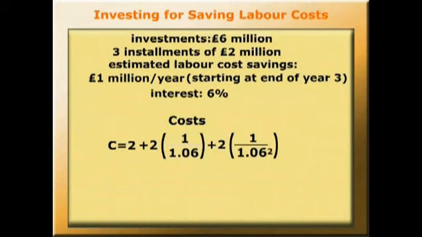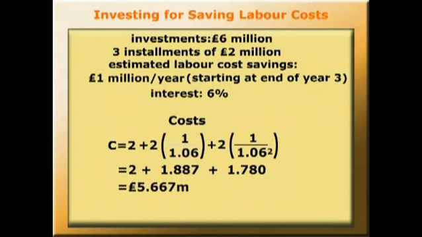the amount of money that they'll spend in future years is in current terms somewhat less than 2 million because they don't have to find the money now. This is 2 plus 1.887 plus 1.780, which comes to 5.667 millions. That is the true cost of the investment in the project.